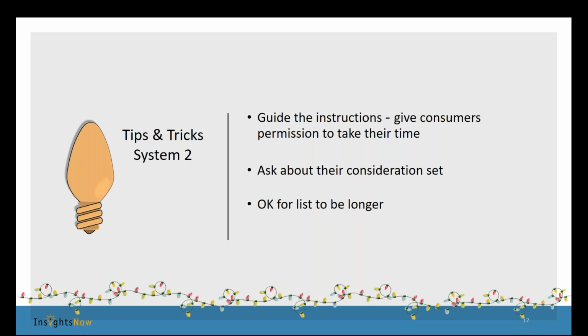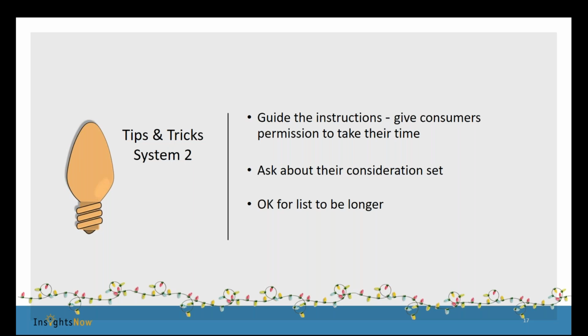So the tip and trick for System 2 is to give instructions, because CATA for System 2 needs to look and feel a little bit different. These instructions give consumers permission to think about the options and move into System 2 thinking. It's still good to have them primed, as long as their consideration set can be captured in System 2. And logistically, CATA for System 2 can be longer.